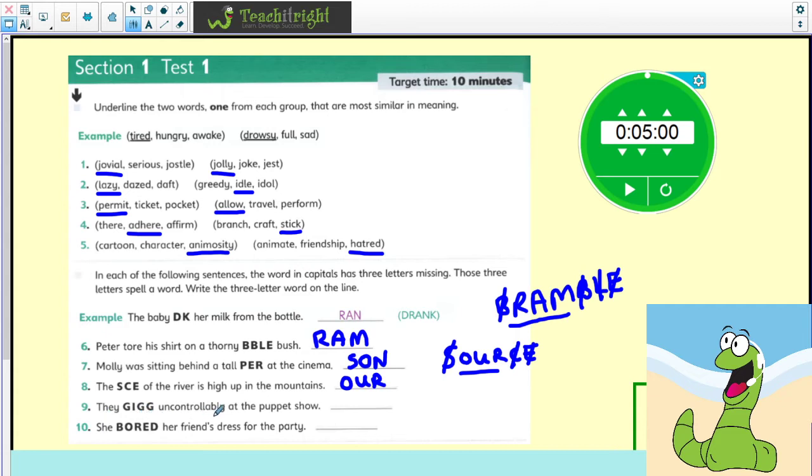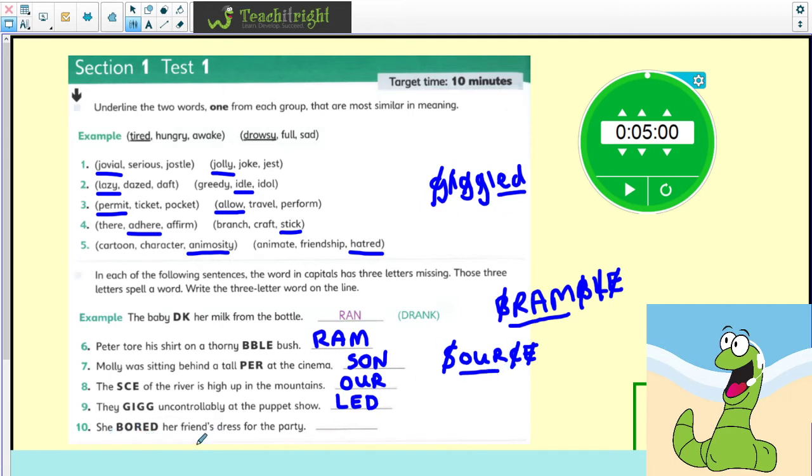They something uncontrollably at the puppet show. What we're looking at here, they giggled. So if we were to spell giggled, it's always about finding a bit of space, just making sure that you can easily work out the answer. So if I spell giggled, we cross out the letters I was given, a G, an I, a G and a G, and I'm left with the three-letter word lead. I know in that situation I actually wrote it out in small case, but it is better to write out in capitals really, just to help you.